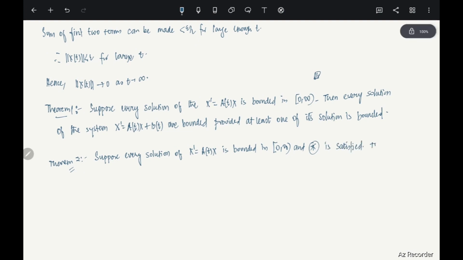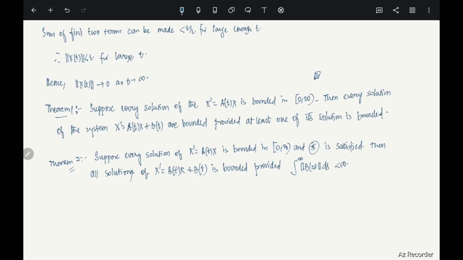Okay, then all solutions of x prime equals A(t) times x plus b(t) are bounded. You need an extra condition, provided norm of b(s) is summable. Yes. What we did up till now, if you have understood all the proofs, this is trivial. Okay. So again, theorem 1 check, theorem 2 check. So check both the proofs. Clear? So with this, I am going to end this video.